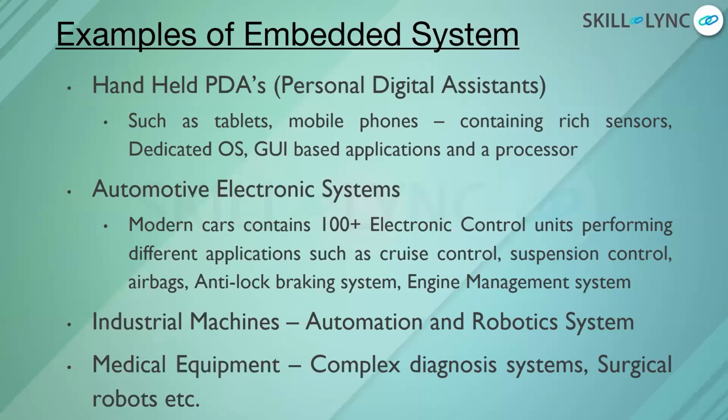Now, this automotive electronic system era is, I would say, more than 2 decades mature. On the industrial machine side, we have embedded systems for automation and embedded system based robotic systems. On the medical equipment side, we have very complex diagnostic systems, which are embedded systems again, and we see surgical robots. Anywhere you see a system which runs a dedicated software on a hardware, it's an embedded system. I hope this is clear.